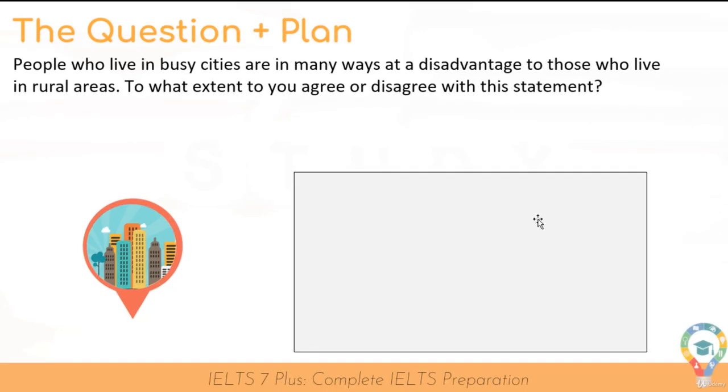Okay, so as always, let's begin with supporting paragraph 1. Taking a quick look back at the question again, people who live in busy cities are at a disadvantage to those who live in rural areas. Now, I don't know if you know, originally I am from a rural area, a small village in northern England. I actually do not agree with this statement. I think people who live in busy cities in many ways are at an advantage. So I'm going to disagree with this statement throughout the whole essay.